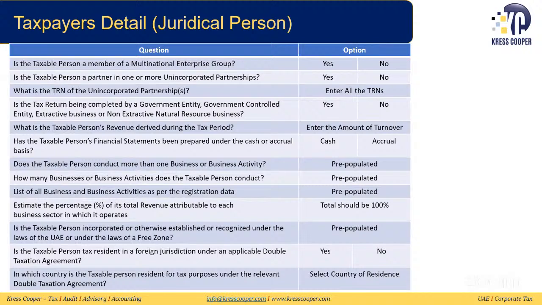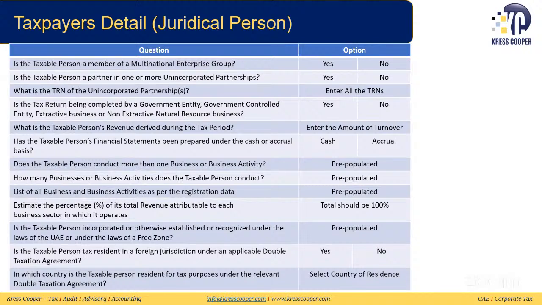Is the taxable person incorporated or otherwise established or recognized under the laws of the UAE or under the laws of a free zone? Again, this is pre-populated because you would have selected this in the registration itself. And when you choose the trade license issuing authority and other information, it will get pre-populated from there.